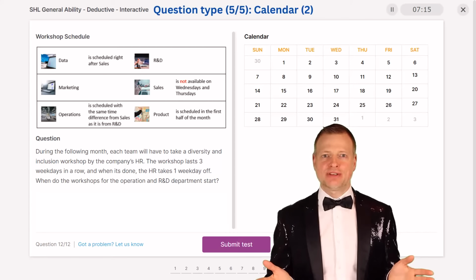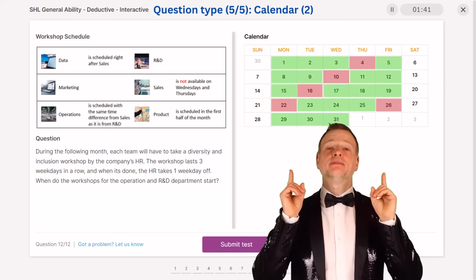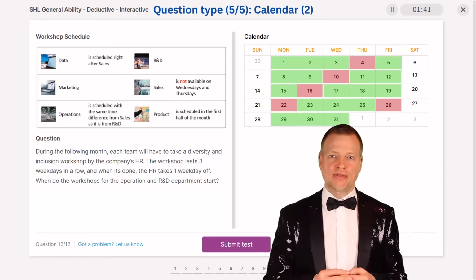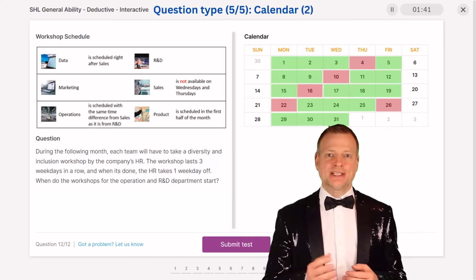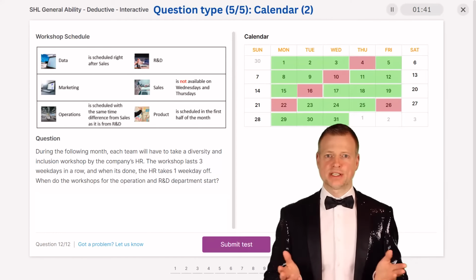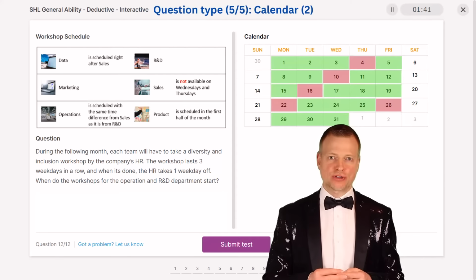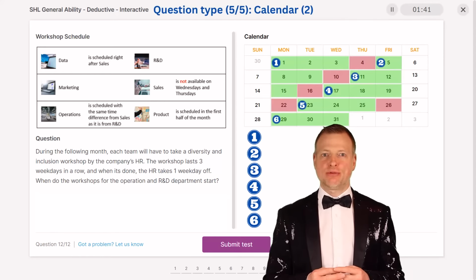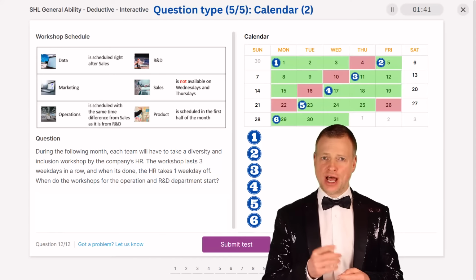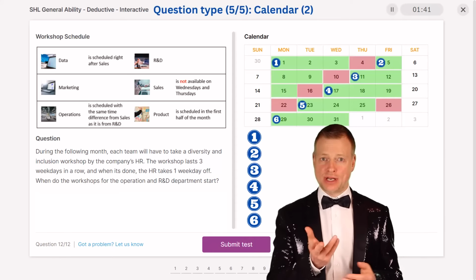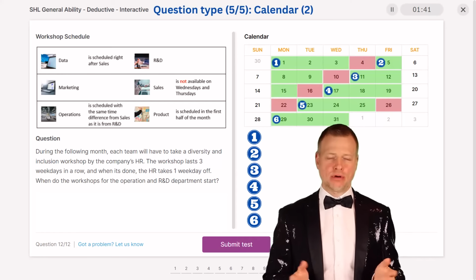I visualize the available workshop dates for you here. You can see that the first workshop needs to start on the 1st of a month and that the last workshop must run until the 31st. Since you are asked to select the starting dates of the operations and R&D workshops, I highlight the 6 possible workshop starting days. Now take a second look at the conditions. Do you find the starting point now? If you like, pause again.